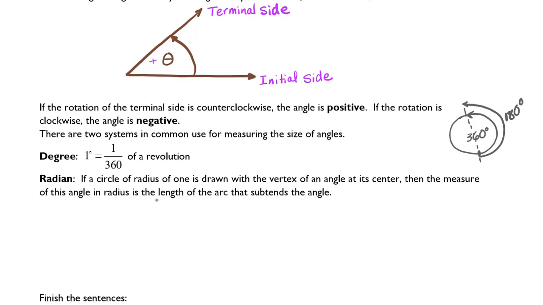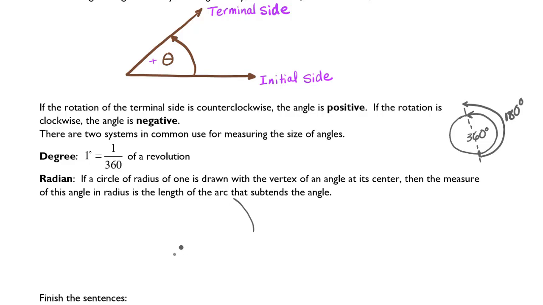So radians are a slightly different story. If you have a circle of radius 1, and it is drawn with the vertex of an angle at its center, then the measure of this angle in radians is the length of the arc that subtends the angle. Now, you may not be familiar with the word subtends, but what it means is that it wraps around the point that is the center.